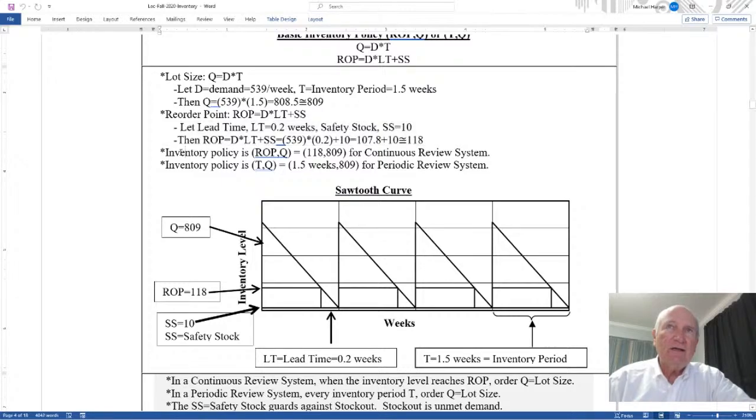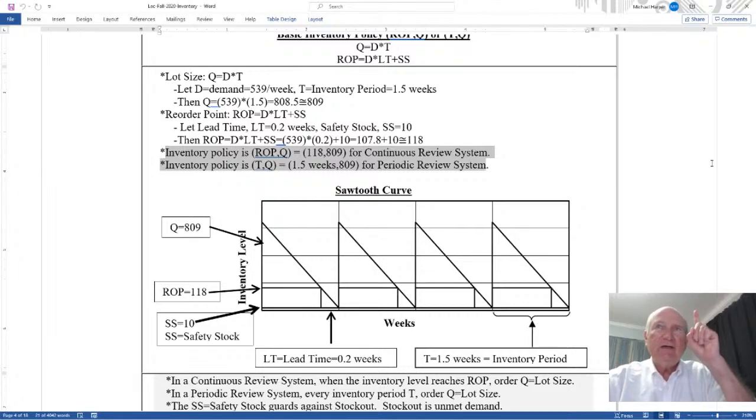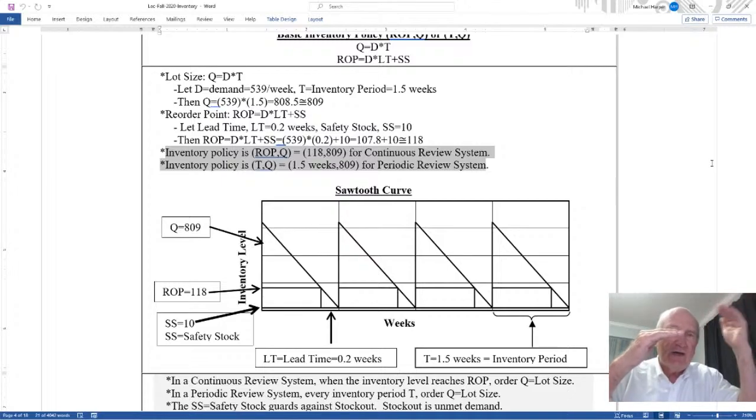Okay, well, for the continuous review, my ROP is 118, my lot size is 809. For periodic review, my inventory period is 1.5 weeks, and my lot size is 809. So here are two different ways of representing your inventory policy: how much to order and when to order. For continuous review, that's when you order: when the inventory drops to 118, order 809. For periodic, every 1.5 weeks, order 809. Now we have a constant demand, so there is no variability here. We're assuming no variability. We'll change that in just a second.